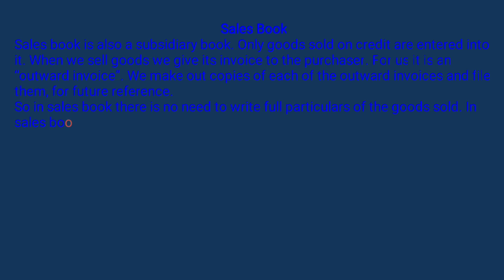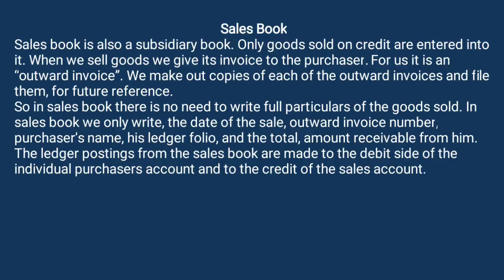When we sell goods, we prepare an invoice and provide it to the buyer or purchaser. For us it is an outward invoice. Whenever we purchase, we receive an invoice, which is called an inward invoice, and at the time of selling goods we issue an invoice, which is called an outward invoice. We make out copies of each outward invoice and file them for future reference. Basically we prepare three copies: one we keep with us, one we provide to the buyer, and one for another purpose.